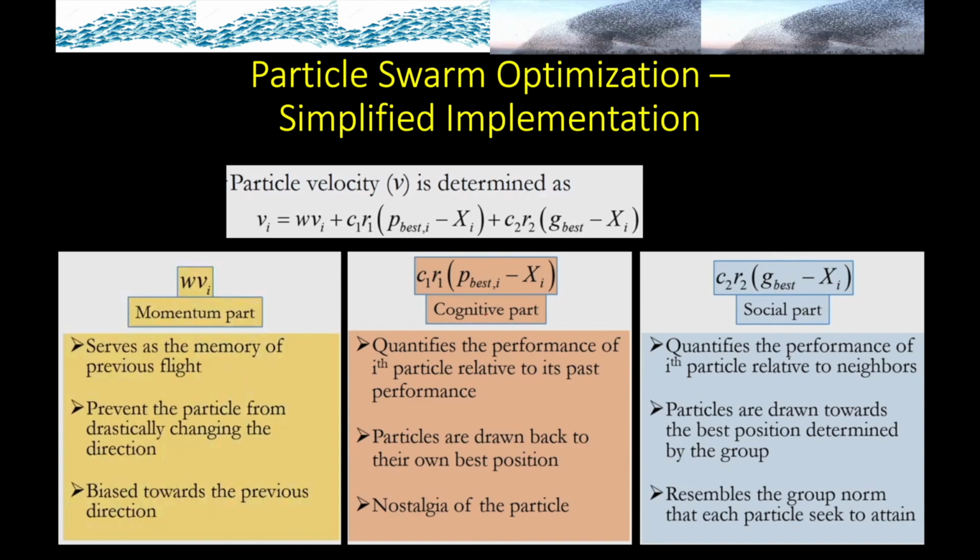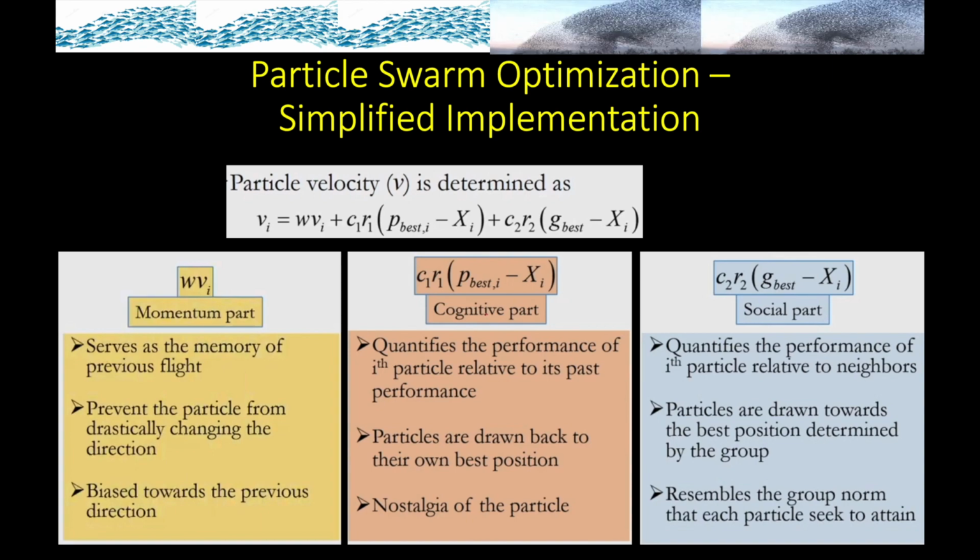So what is the social part? The social part is basically C2 R2 multiplied by the global best minus the current position. It quantifies the performance of the ith particle relative to all the other particles in the swarm, and in that sense it's kind of a global phenomenon.